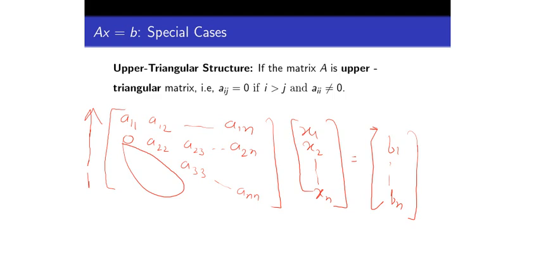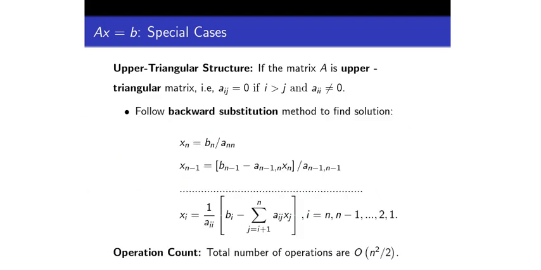Again, you will find that the total number of operations is of order n square by 2. If you follow the backward substitution, the number of operations is 1, 2 and so on, this is i, and so on up to n. So the total is n into n plus 1 by 2, so the total number of operations is of order n square by 2. So these are three simple structures we have discussed so far.